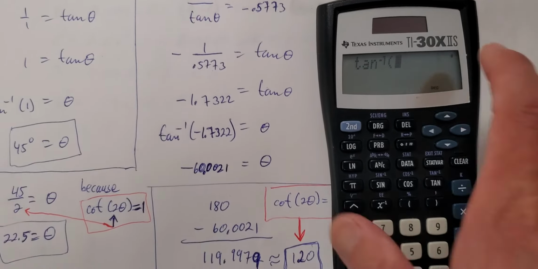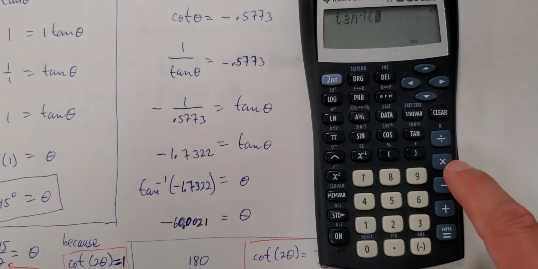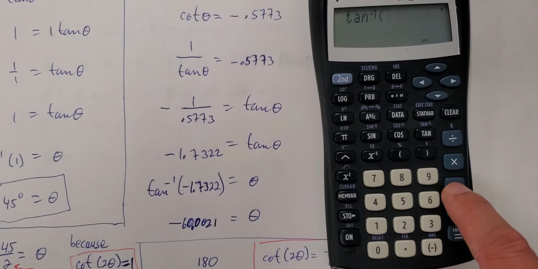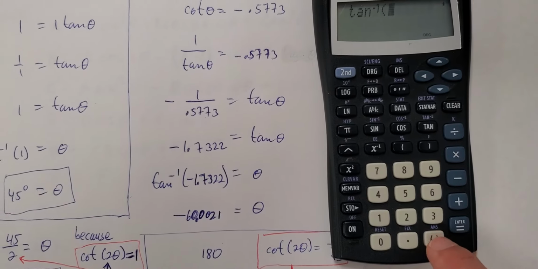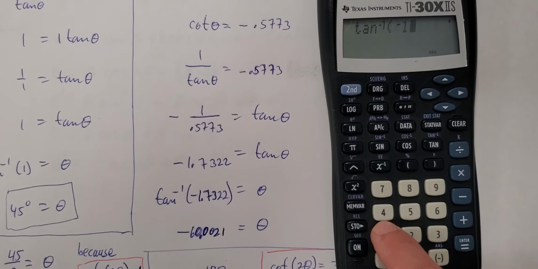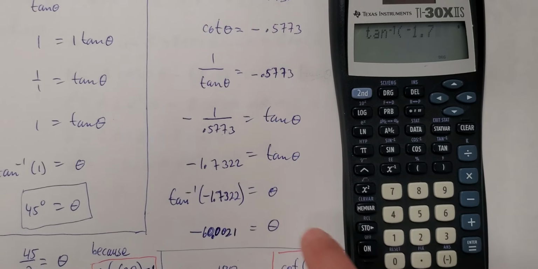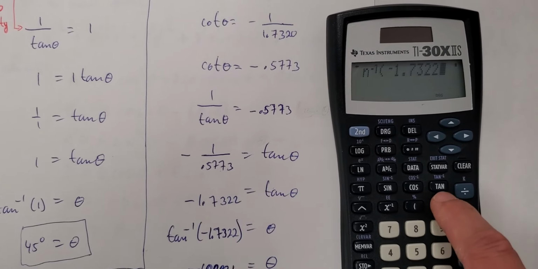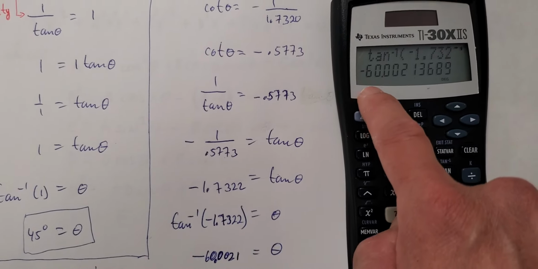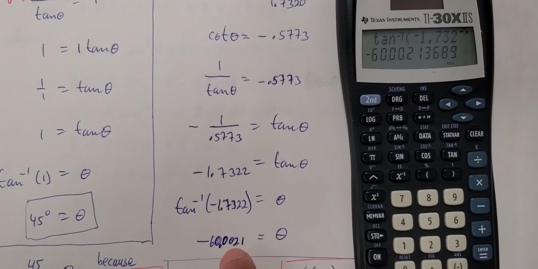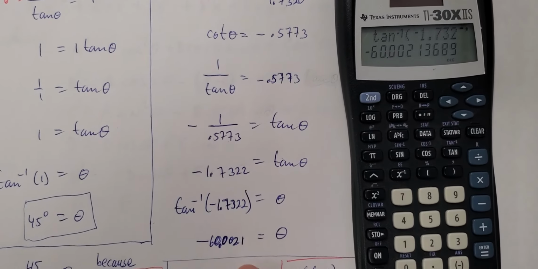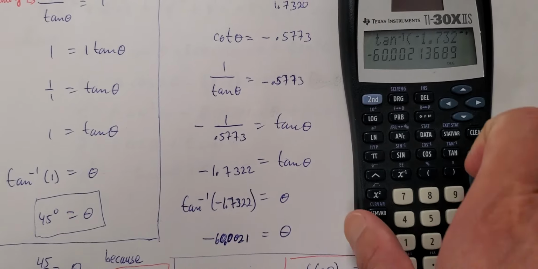So again, in your calculator, you have 2 buttons. This button is for subtract. This button is for negative. Subtract, negative. So be very careful. Do not use the subtract button for negative. This is for negative: negative 1.7322. You can close the parenthesis if you want, not necessary. And then press equal. And there it is: 60.002, which is what I have here. 60.0021 right there.